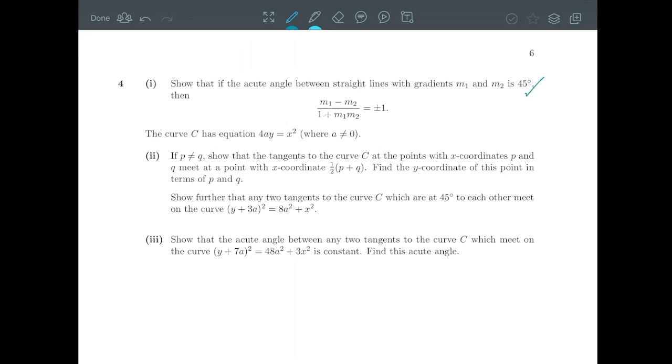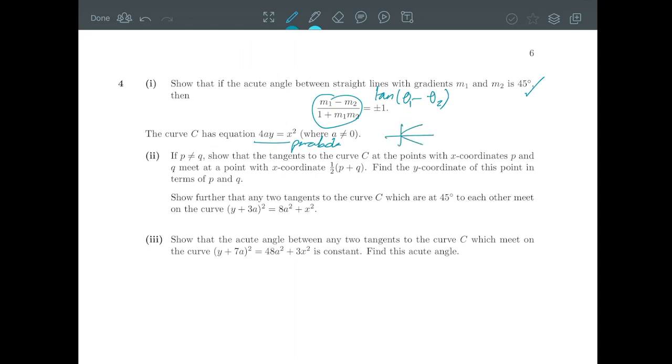That this you should recognize as a tan theta 1 minus theta 2 style thing. It's a tan addition law. So that seems quite reasonable to tackle. This you should recognize as a parabola.